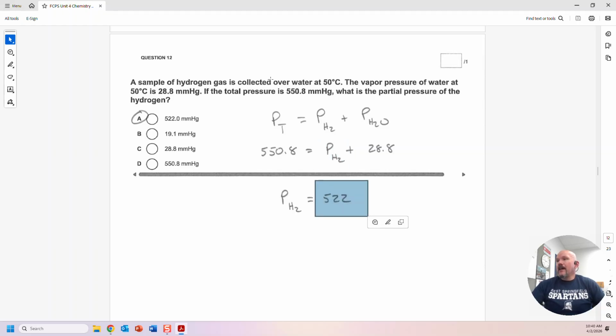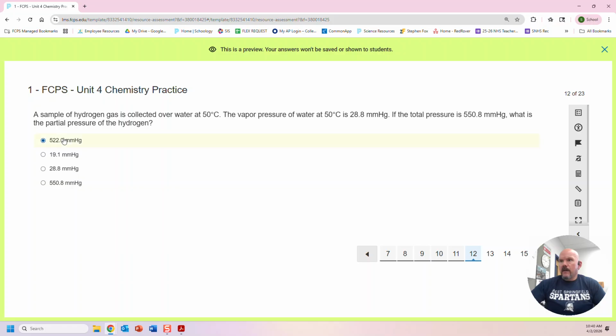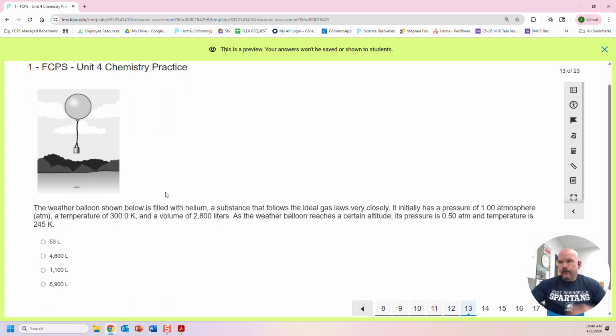And if you get a question like this, they have to give you this piece of information, right? They have to tell you what the vapor pressure is at that particular temperature. If it was a lower temperature, it would be a lower vapor pressure, but all you do is the total pressure minus the pressure of water, and that'll give you the pressure of the other gas that you're collecting. So that was 522.